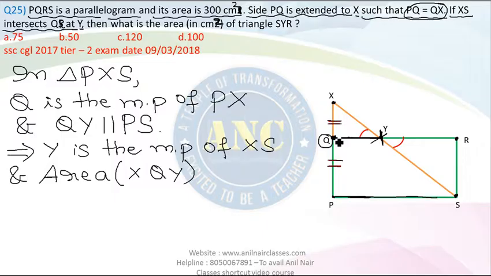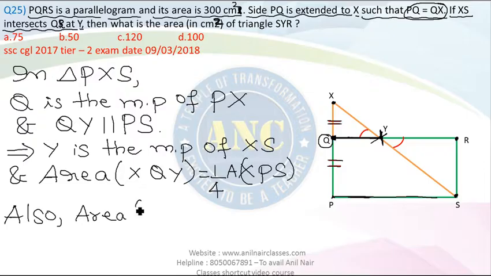XQY. Where is Y? This particular triangle XQY, its area is nothing but, if I take the outer triangle XPS, whatever the area of triangle XPS is, this XQY will be 1/4 of it. Why will it be 1/4? Because Q is the midpoint, Y is the midpoint. Simple.